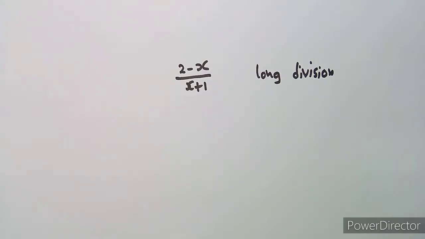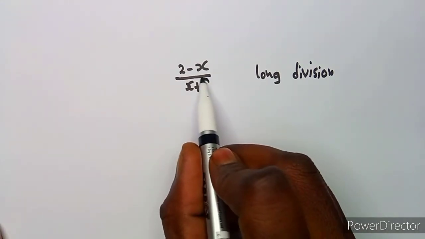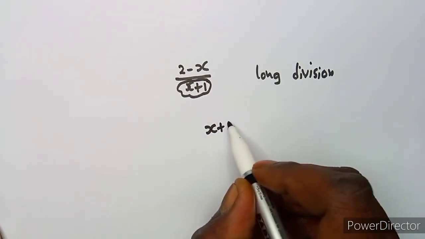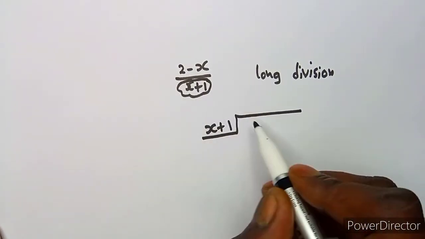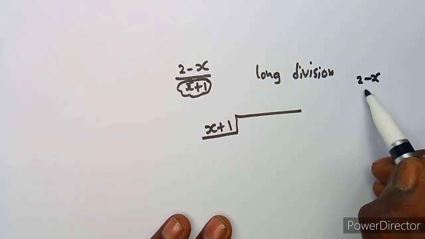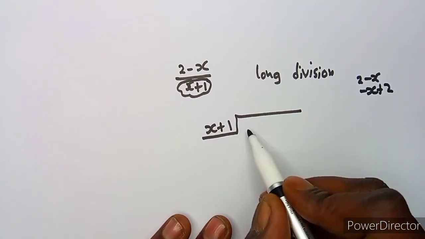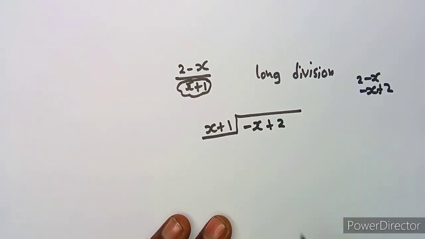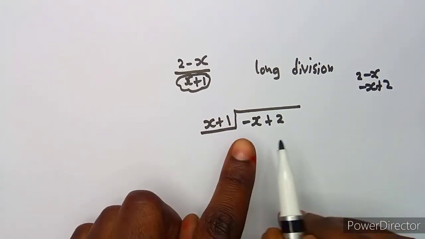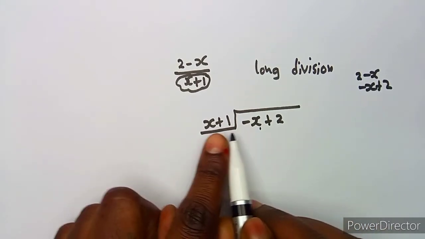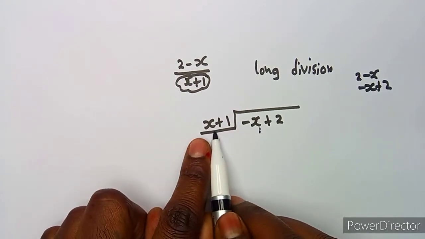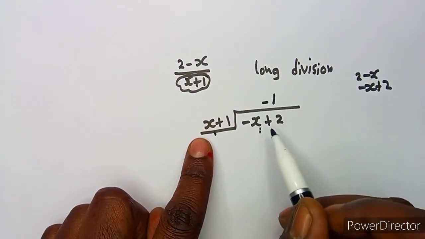So what is long division? How do I apply long division? I simply divide by x plus 1, this term here, into this term of 2 minus x, which, guys, is the same as minus x plus 2. So I can write this as minus x plus 2. I want you to follow this concept. This is how you do it. You always divide the first term by the first term. So minus x divided by x is minus 1, because the x will cancel.